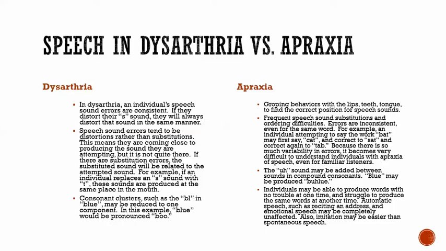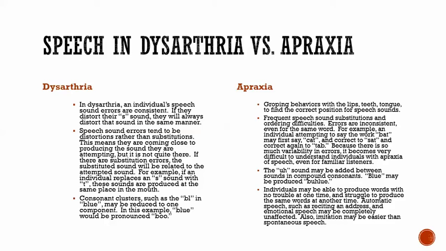For example, if an individual replaces an S sound with a T sound, that's because these sounds are both produced at the same place in the mouth, and neither one of them uses your voice at all when producing those sounds. So they're related sounds. And then consonant clusters, such as the BL in blue, may be reduced to one component. In this example, blue would be pronounced boo. The B is the easier sound, and generally it's the easier sound that's going to be retained. Treat might be teat or tweet, but those consonant clusters are going to be made easier.